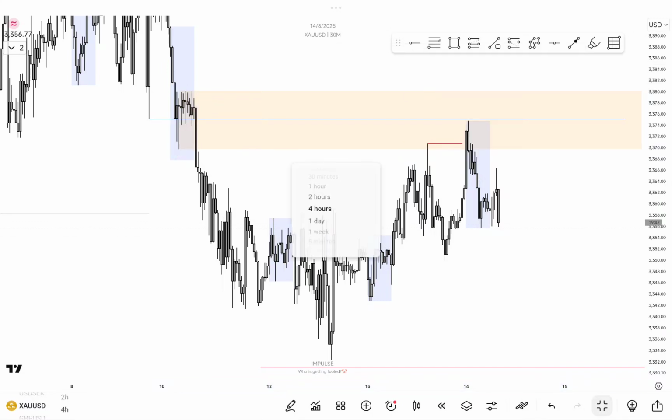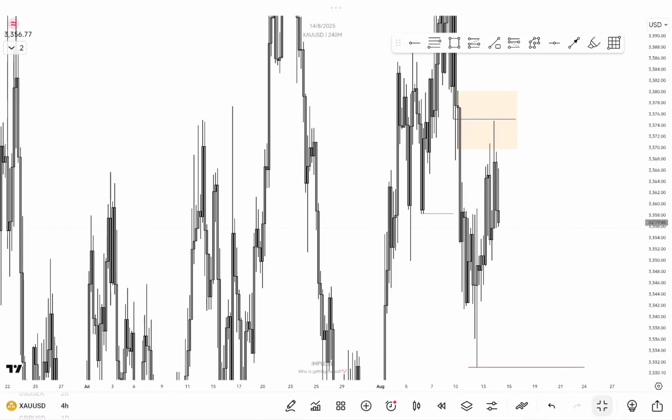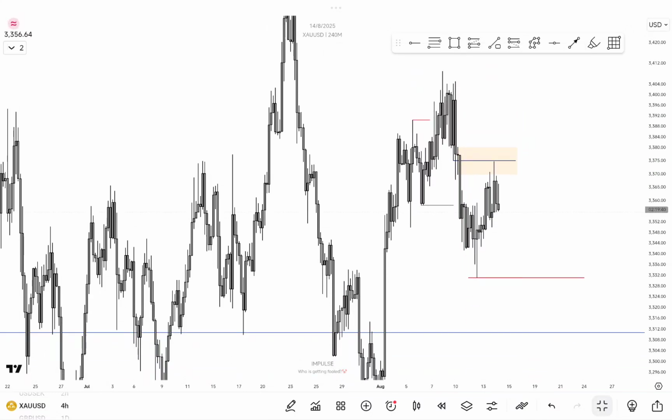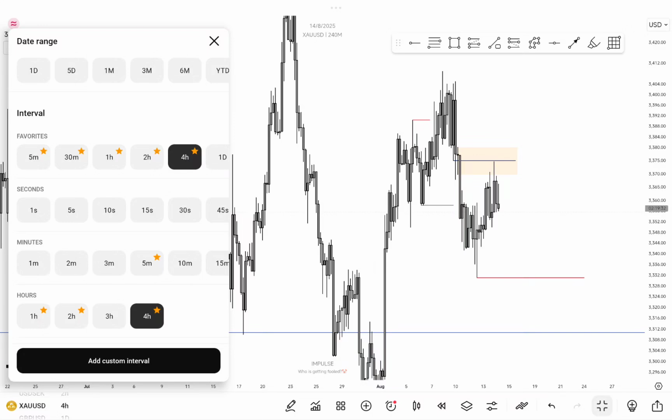Let's go back to the 4 hour. Right, we were looking at our supply. Next, the one below. Beautiful. We still have this here as our targets. Wouldn't be forgetting our target now, would we? So, back to 30 minutes.